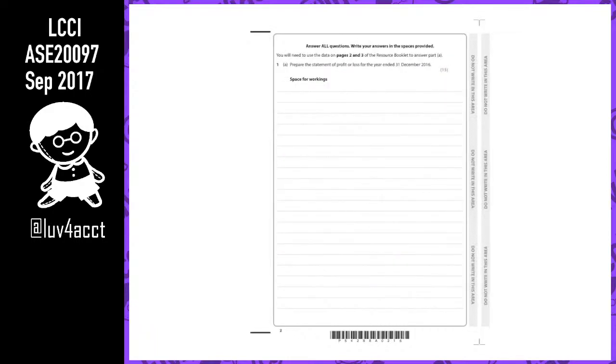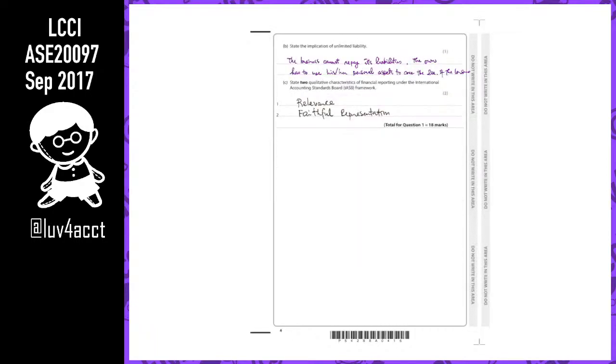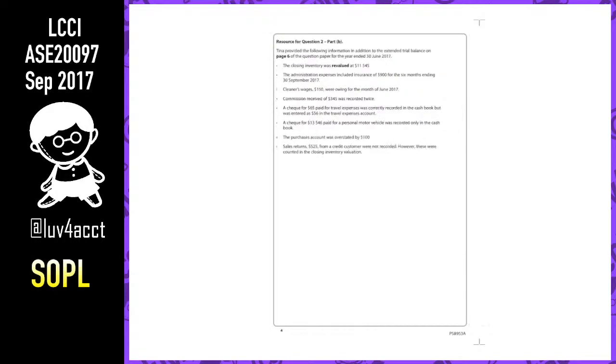I just moved the page. So 18 marks for question 1, and I forgot to put the title. So this is statement of profit or loss, or I should just write SOPL. So let us move on to question 2.